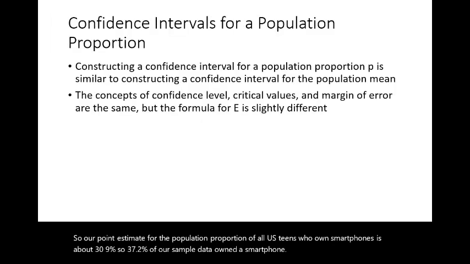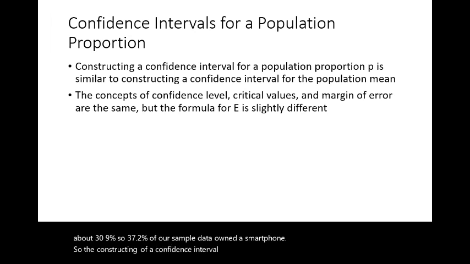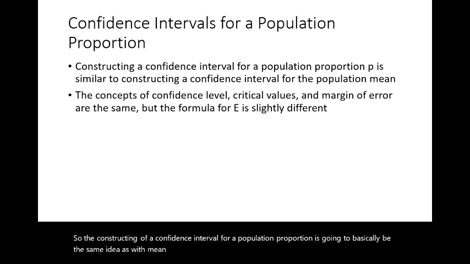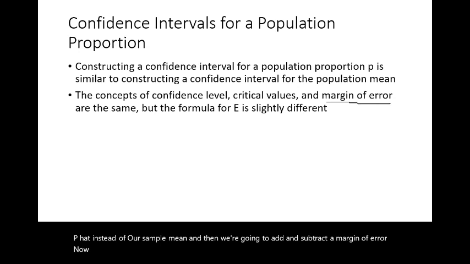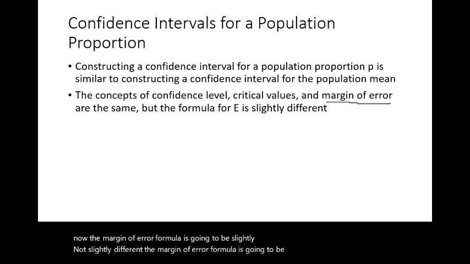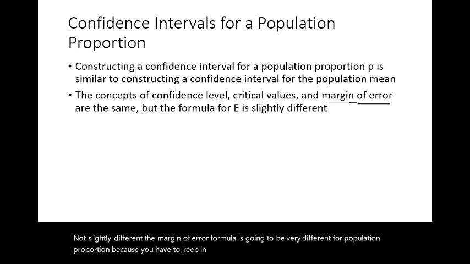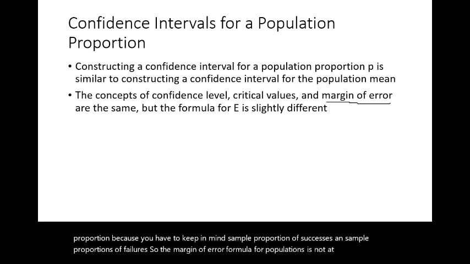So the constructing of a confidence interval for a population proportion is going to basically be the same idea as with mean. So we're going to find our point estimate. In this case, it's going to be P hat instead of our sample mean. And then we're going to add and subtract a margin of error. Now, the margin of error formula is going to be very different for population proportion, because you have to keep in mind sample proportion of successes and sample proportions of failures. So the margin of error formula for proportions is not at all the same as the ones for mean.